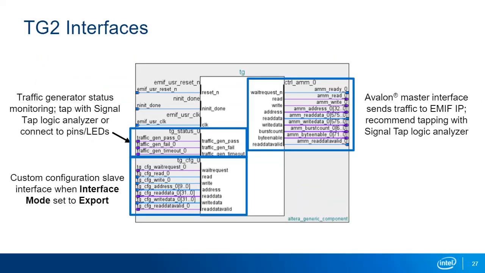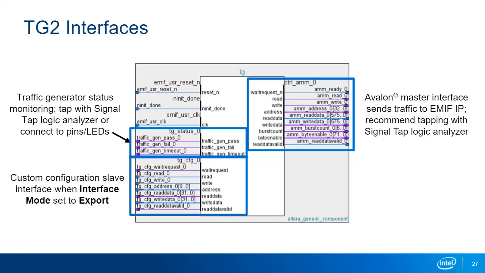Here are the interfaces and individual signals of the new traffic generator when the export option is selected for the configuration interface mode. The Avalon interface on the right, named Control AMM, is connected to the memory IP and is used to issue read and write commands and return read data. As recommended earlier, tapping this interface with the Signal Tap Logic Analyzer can be helpful for debugging. The data bus widths and other signal widths for this interface are set based on the EMIF width and the rate conversion option, either quarter or half rate, selected in the EMIF IP parameters.